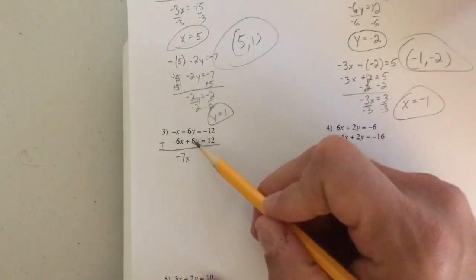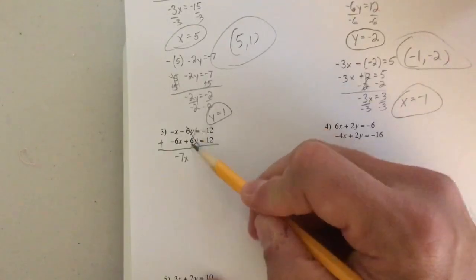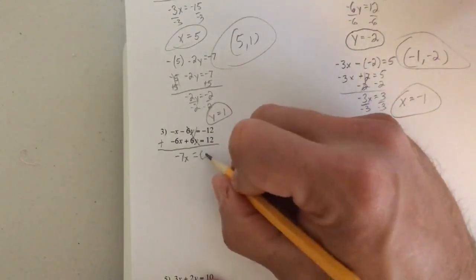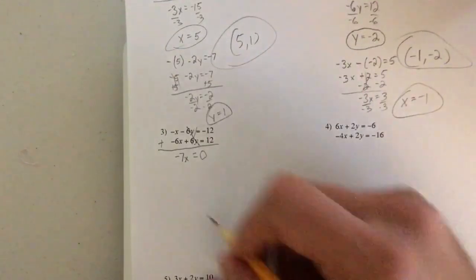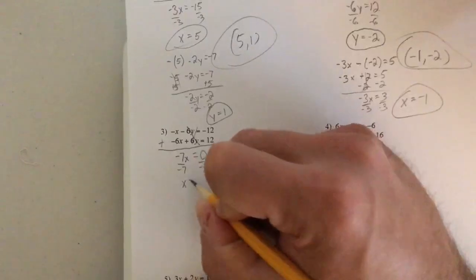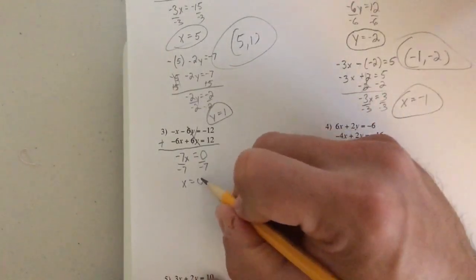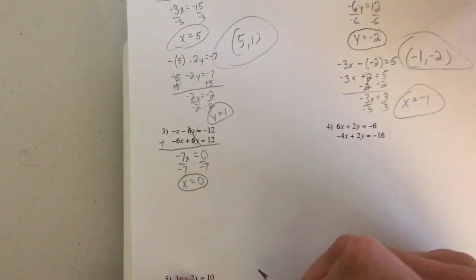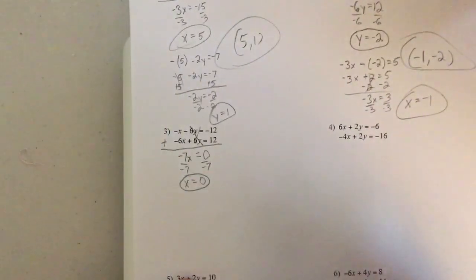Negative 6y plus positive 6y, those cancel, that's what we like, equals negative 12 plus positive 12, they also cancel, that gives us a 0. Divide both sides by negative 7. Yes, I know it's redundant, but we're going to do it anyhow. x equals 0. Sweet. Take that and plug that back in.